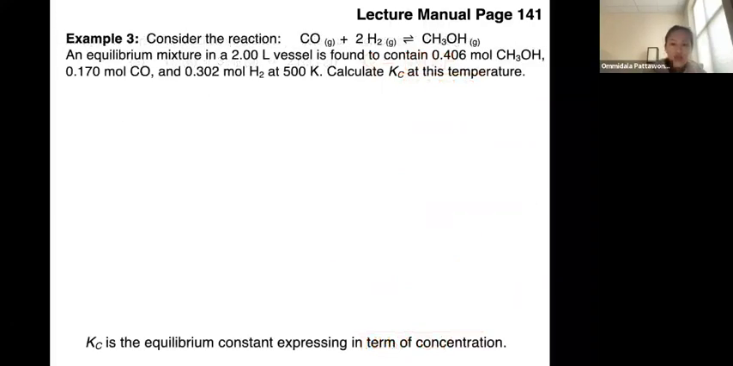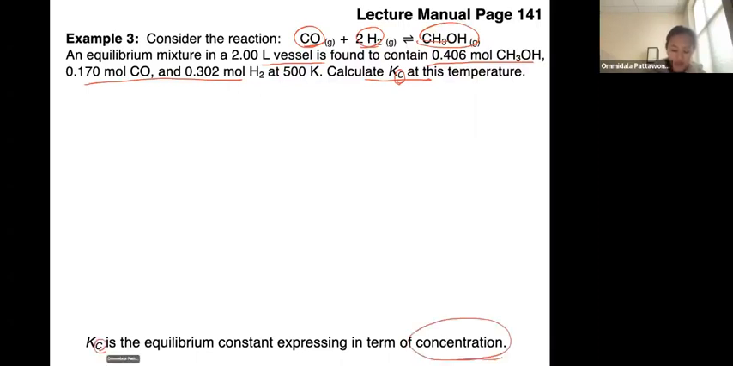Okay, so the next thing, we are going to tie this back into calculation. Let's take a look at a reversible reaction between carbon monoxide and hydrogen gas that produces methanol. This one tells us that an equilibrium mixture in a liter vessel was found to contain this many moles. It asks us to calculate the constant. Note that in K subscript c, the c refers to expressing the equilibrium constant in terms of concentration.